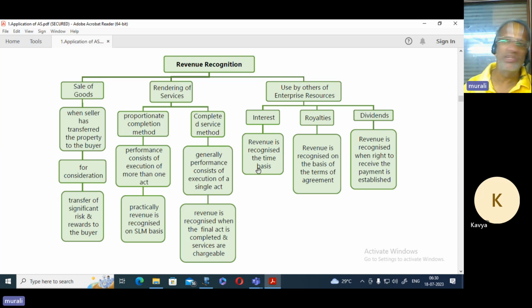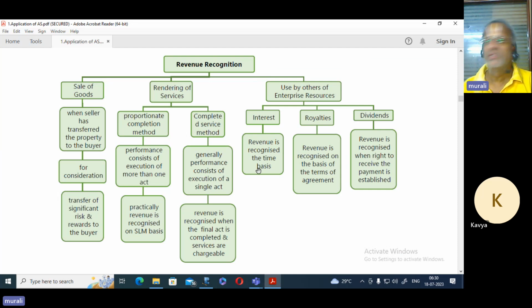Whereas in the proportionate completion method, the proportion has to be determined by the physical measurement method, survey method, or formula method. So whatever scientific basis you use, you can take it up as revenue only to the extent they have completed during the period. So these are the three things that you have.